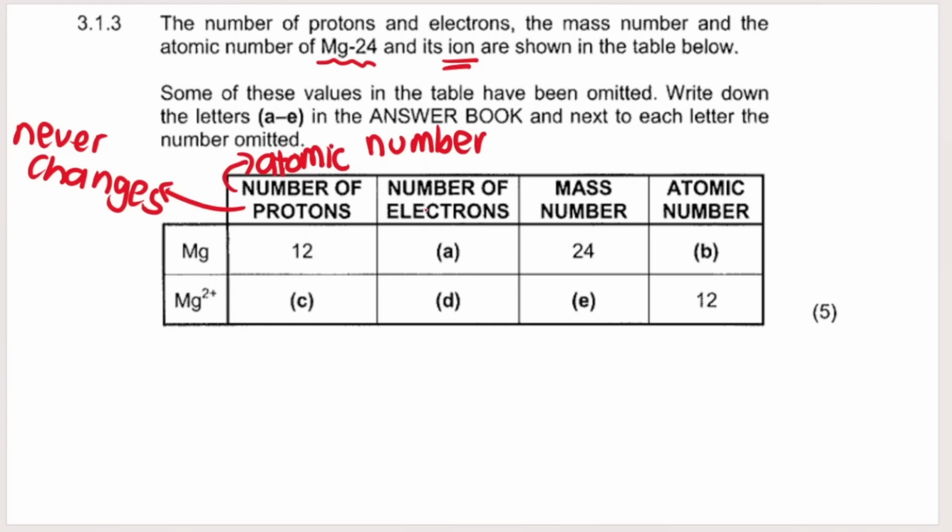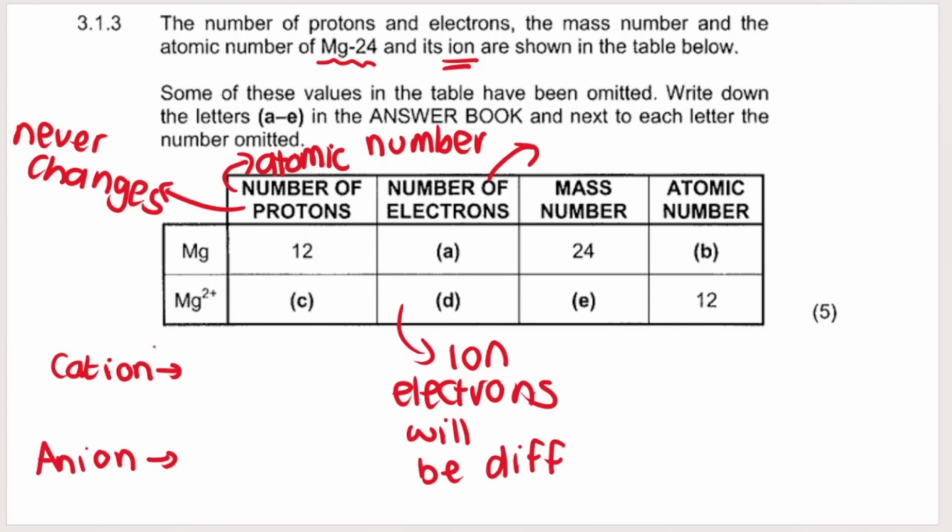Number of electrons. For the magnesium atom, or for an atom, that would be the same as the number of protons. So it would also be the atomic number. But electrons can be gained, electrons can be lost. So therefore for an ion, electrons will be different. I hope you know that. For a cation, cations are positive, cats positive.